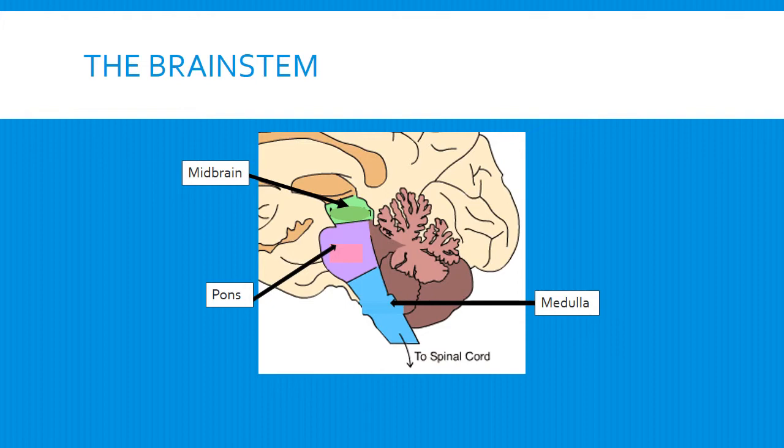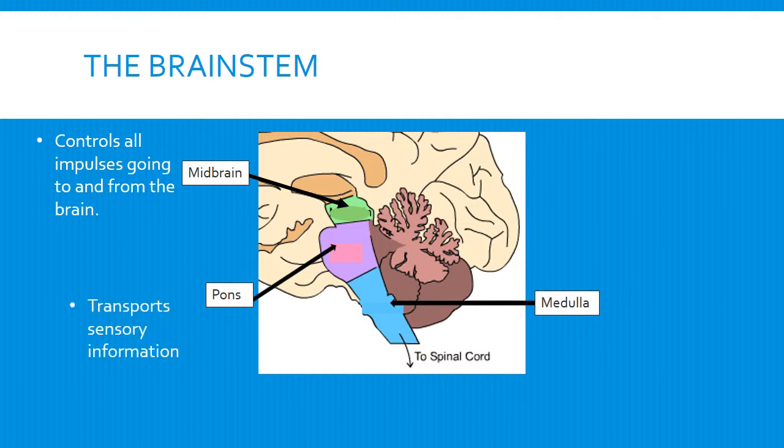So now we move on to the brainstem. The brainstem consists of three main parts: the midbrain, the pons, and the medulla. The function of the midbrain is to control all messages going to the brain from the spinal cord or coming from the brain to the spinal cord.